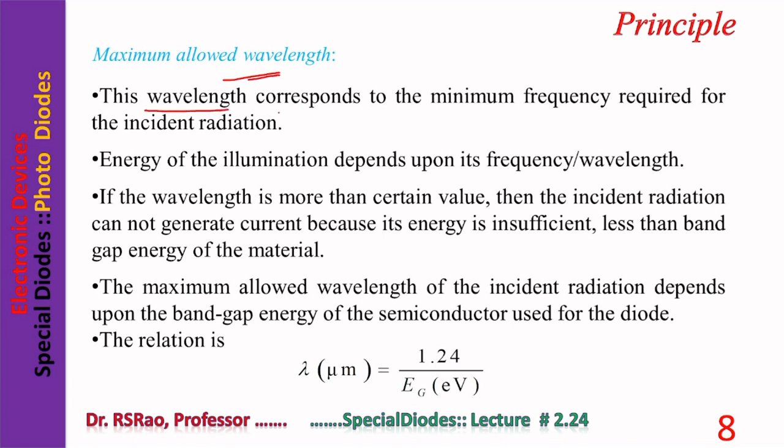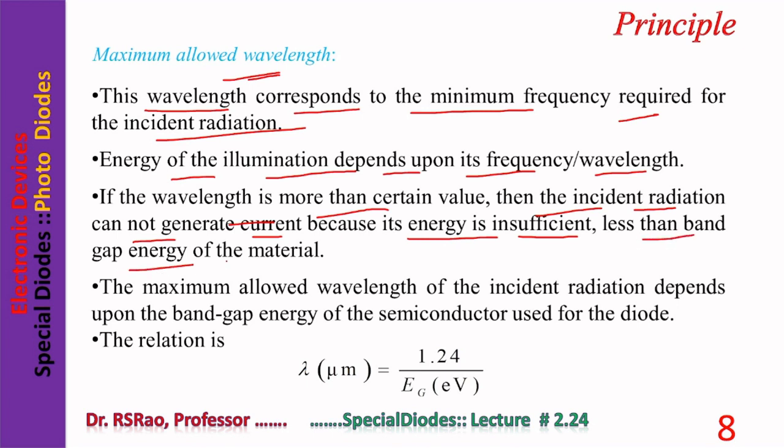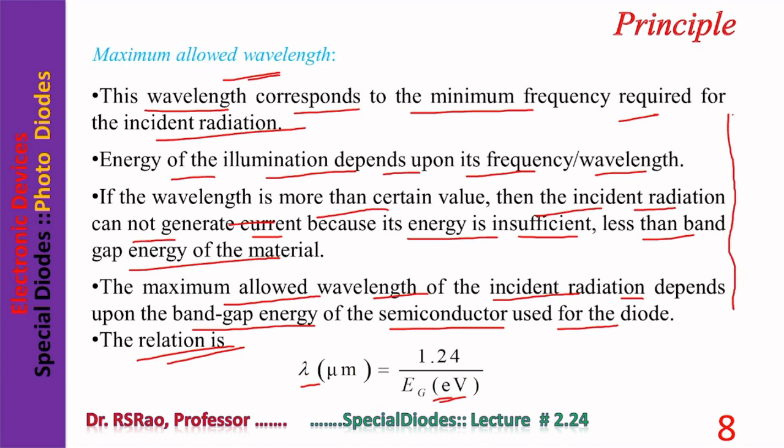Maximum allowed wavelength. This wavelength corresponds to the minimum frequency required for the incident radiation. Energy of the illumination depends upon its frequency or wavelength. If the wavelength is more than a certain value, then incident radiation cannot generate current because its energy is insufficient, less than band gap energy of the material. The maximum allowed wavelength of the incident radiation depends upon band gap energy of the semiconductor used for the diode. The relation is lambda equal to 1.24 by Eg.